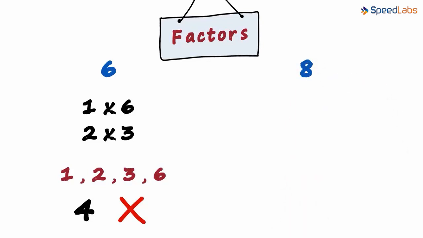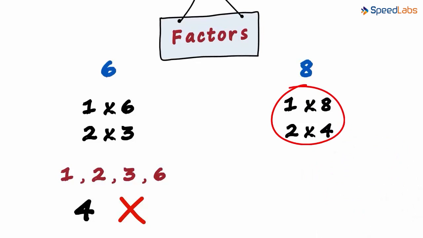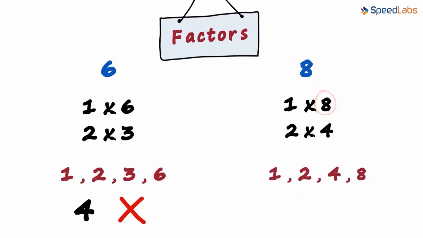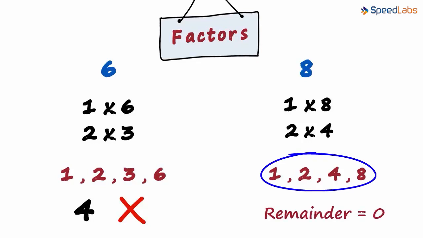8 can be written as 1 multiplied by 8 and 2 multiplied by 4. There is no other combination of two numbers which gives us 8. So the factors of 8 are 1, 2, 4 and 8. This can also be seen in a different way. If we divide a number by any of its factors, the remainder will always be 0.